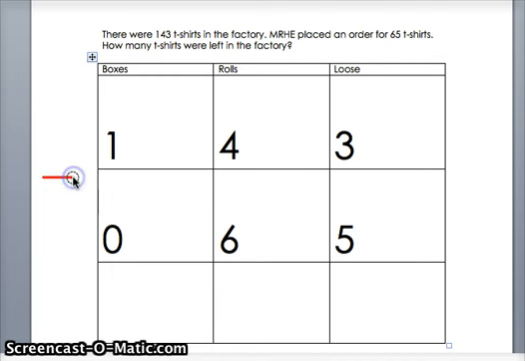This is the T-chart strategy where your numbers are put into columns of boxes of 100, rolls of 10, and loose ones. So right here I have my 143 as one box, 4 rolls, and 3 loose t-shirts. I have to ship out 65, 6 rolls, and 5 loose. Looking at these numbers, I can tell I can't take 5 away from 3. So what we have been doing was that tells us we need to go over to our rolls.